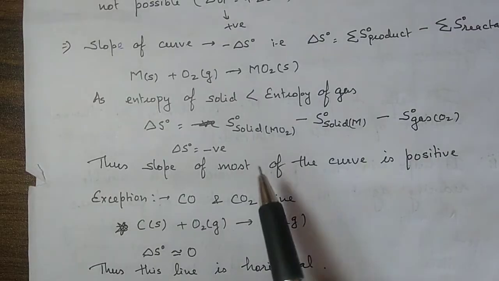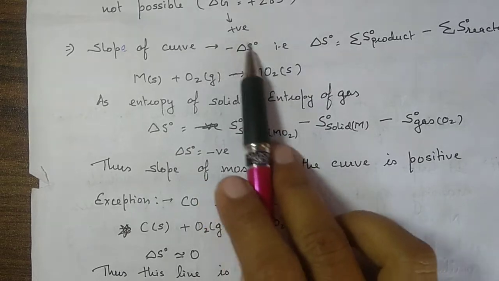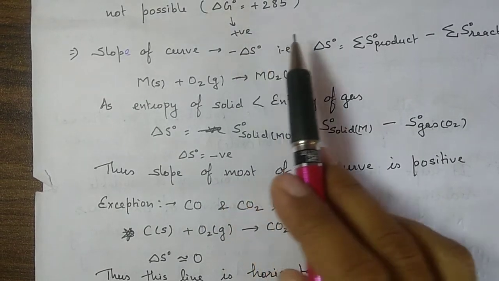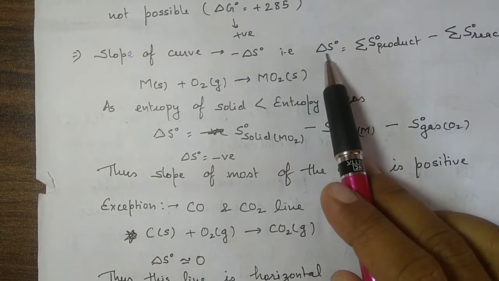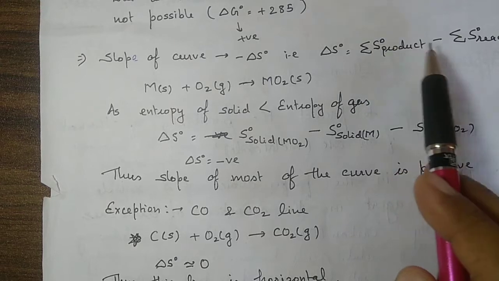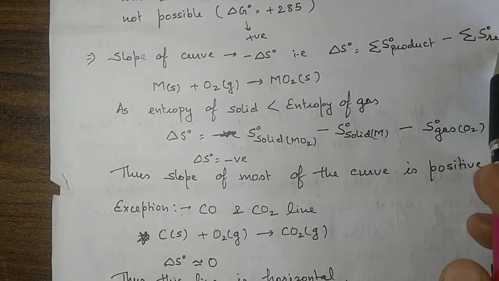Okay. Then the slope of the curve is represented by minus delta S0. And what is delta S? That is the change in entropy. That is the summation of standard entropy of products minus the summation of standard entropy of reactants. Okay.